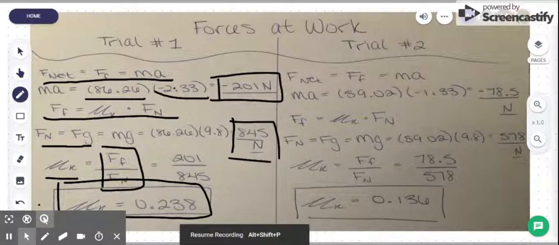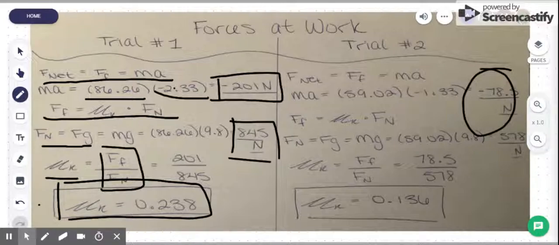Using the same ideas, we found that Heather's frictional force is a negative 78.5 newtons, and her normal force is 578 newtons. Thus, her coefficient of friction is 0.136 when you divide those numbers.